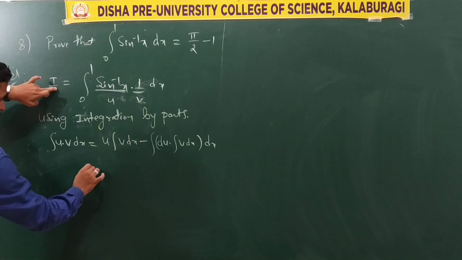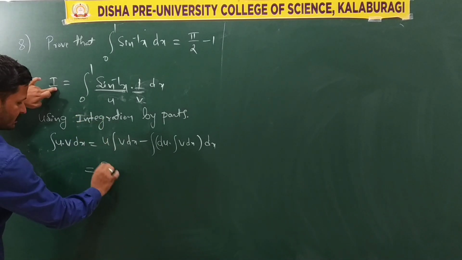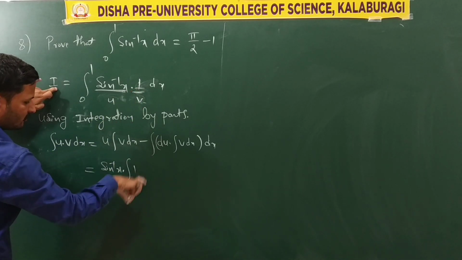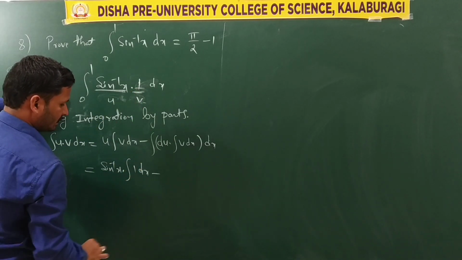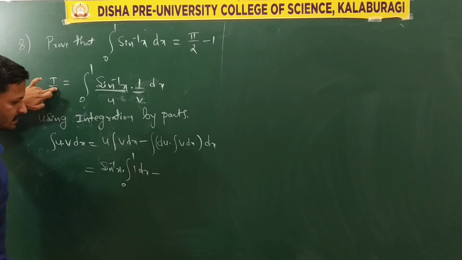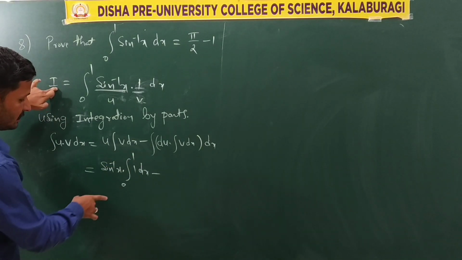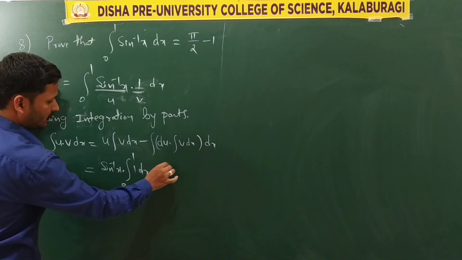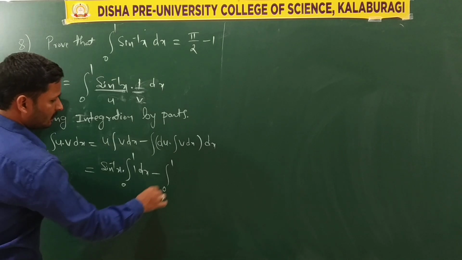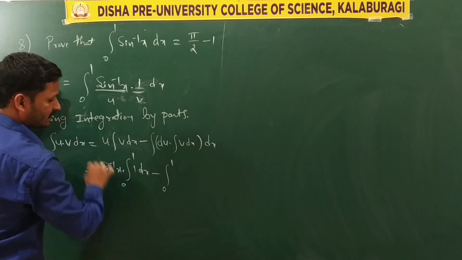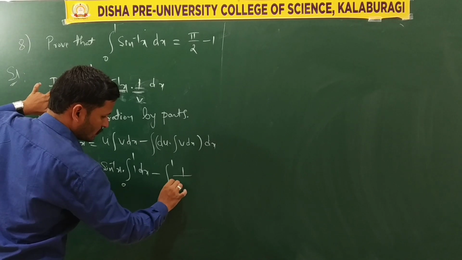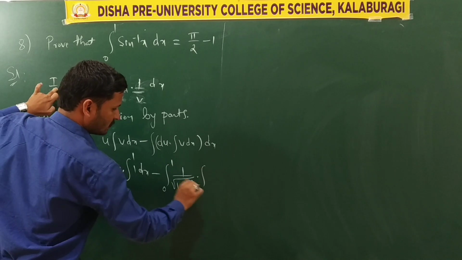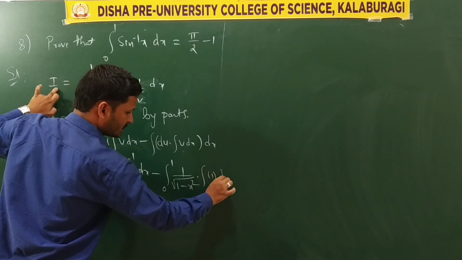Which is equal to u, sin inverse x, keep as it is, into integration of v, that means integration of 1 with respect to x, with limits from 0 to 1. That is also important. Minus integration from 0 to 1 of derivative of u, that means derivative of sin inverse x. Derivative of sin inverse x is 1 divided by root of 1 minus x square, into integration of v, that means integration of 1 with respect to x.